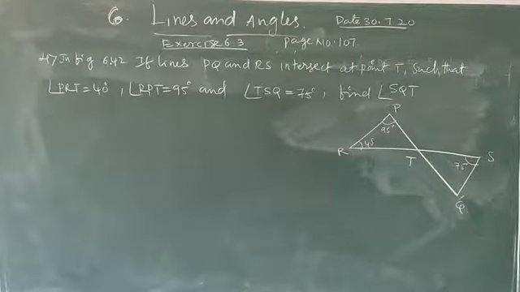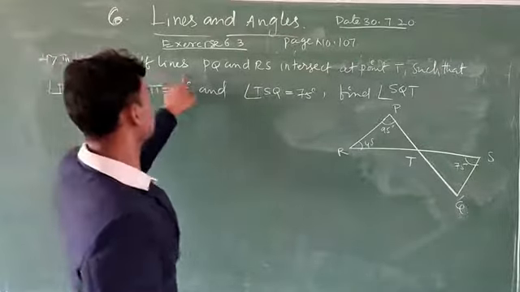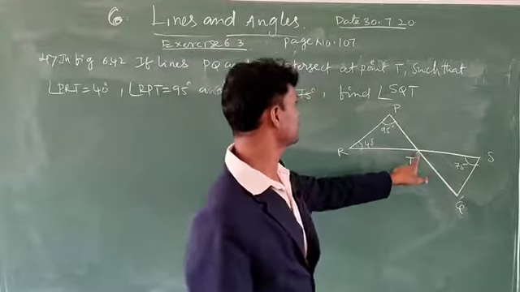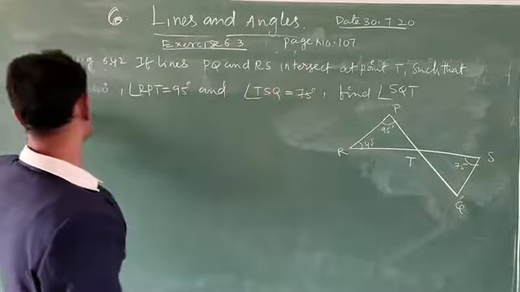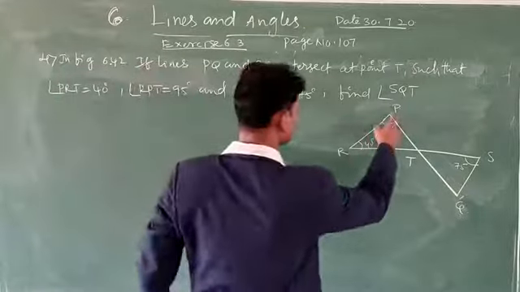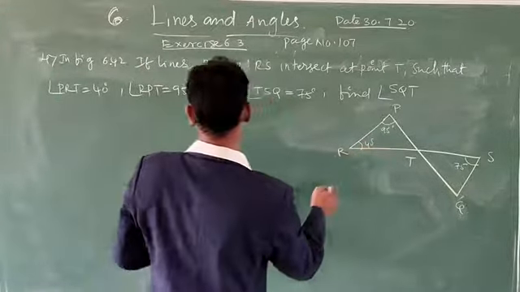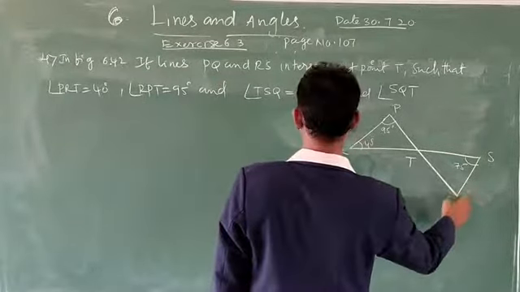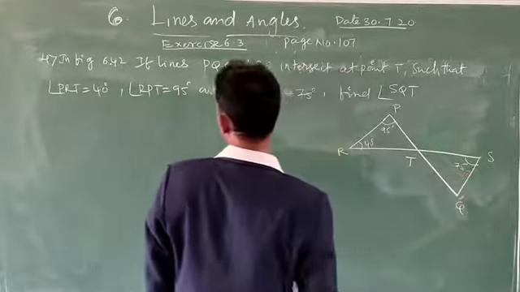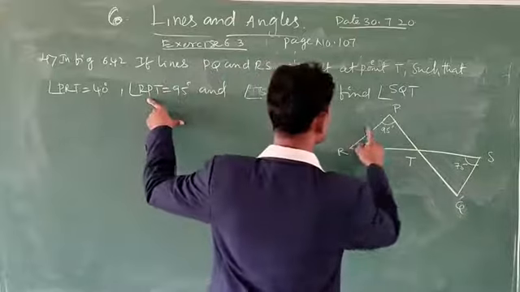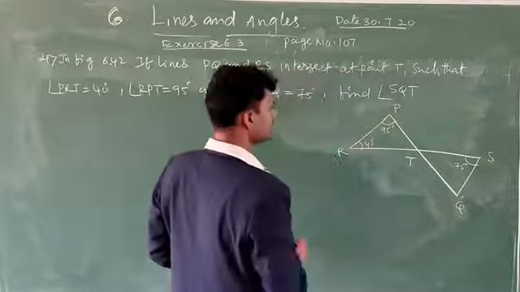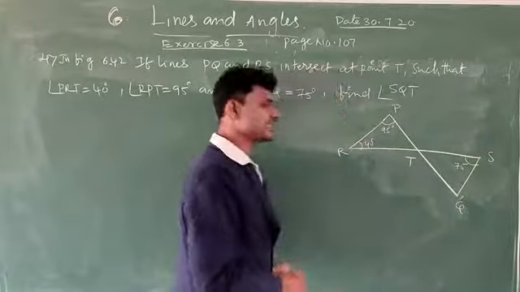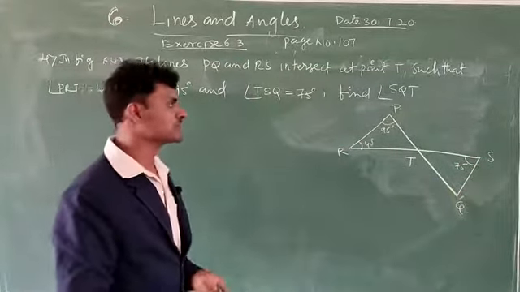Okay, now in figure 6.42, if lines PQ and RS intersect at point T such that angle PRT is equal to 40 degrees, and angle TSQ is equal to 75 degrees, and angle RPT is equal to 95 degrees, then find angle SQT. This is also very easy. How to do it, I will explain. You have to try at home.